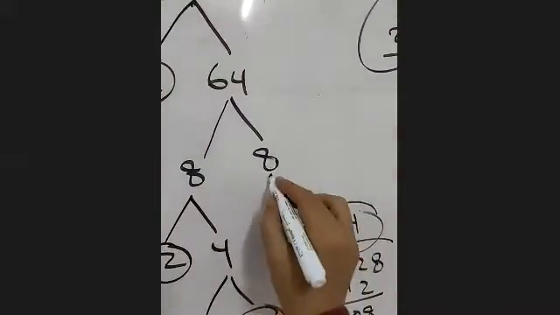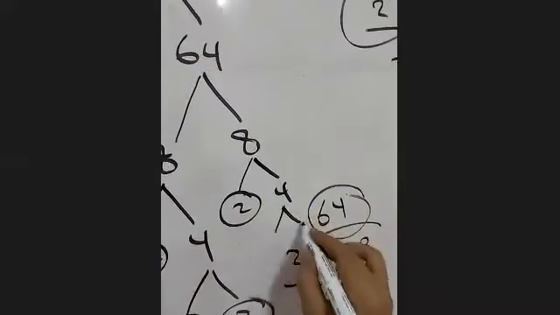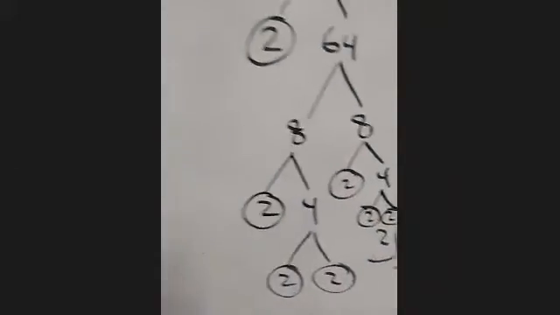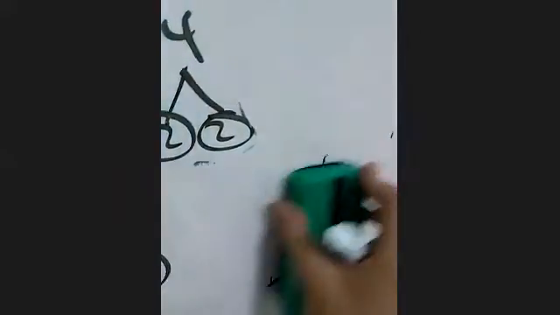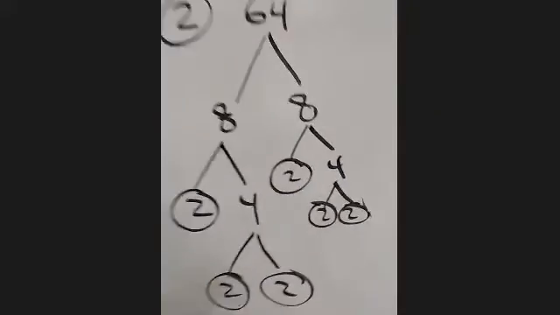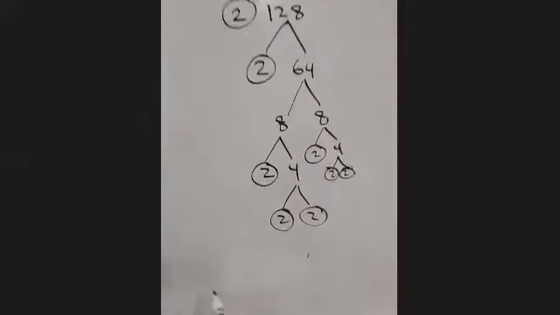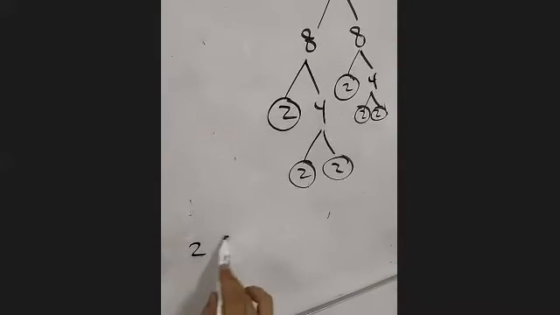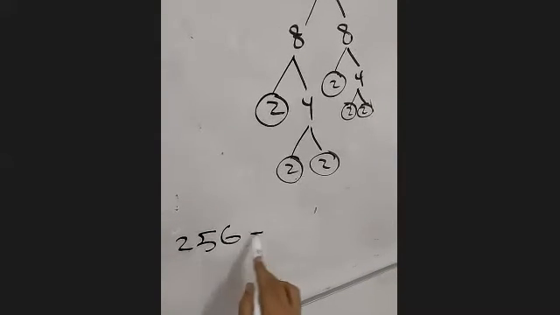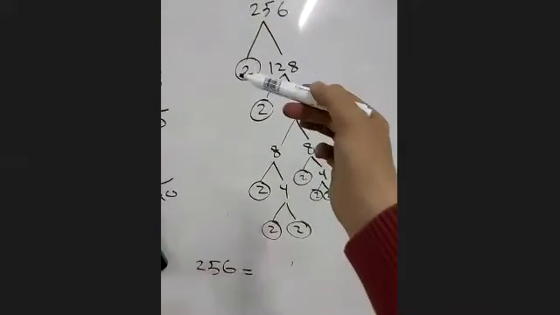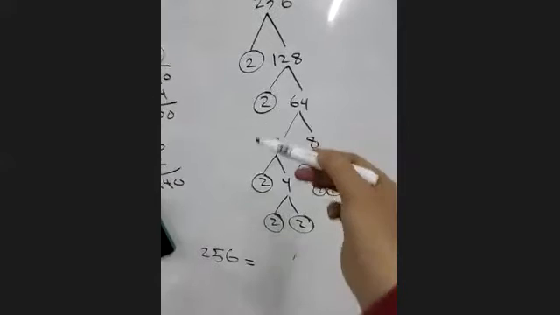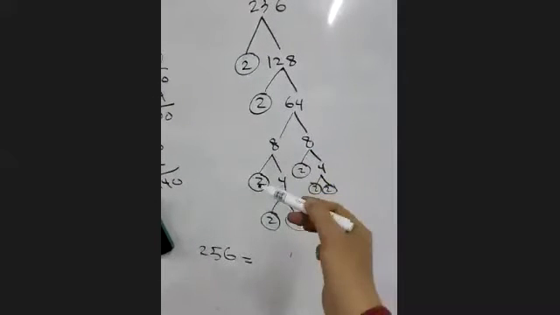The other 8 also is 2 by 4, and the 4 also 2 by 2. So we have a lot of circles here. When we cannot do more, we stop and put a circle. So the 256 now equals, let's do the prime factorization. Look here: 1, 2, 3, 4, 5, 6, 7, 8. So 2 times 1, 2, 3, 4, 5.